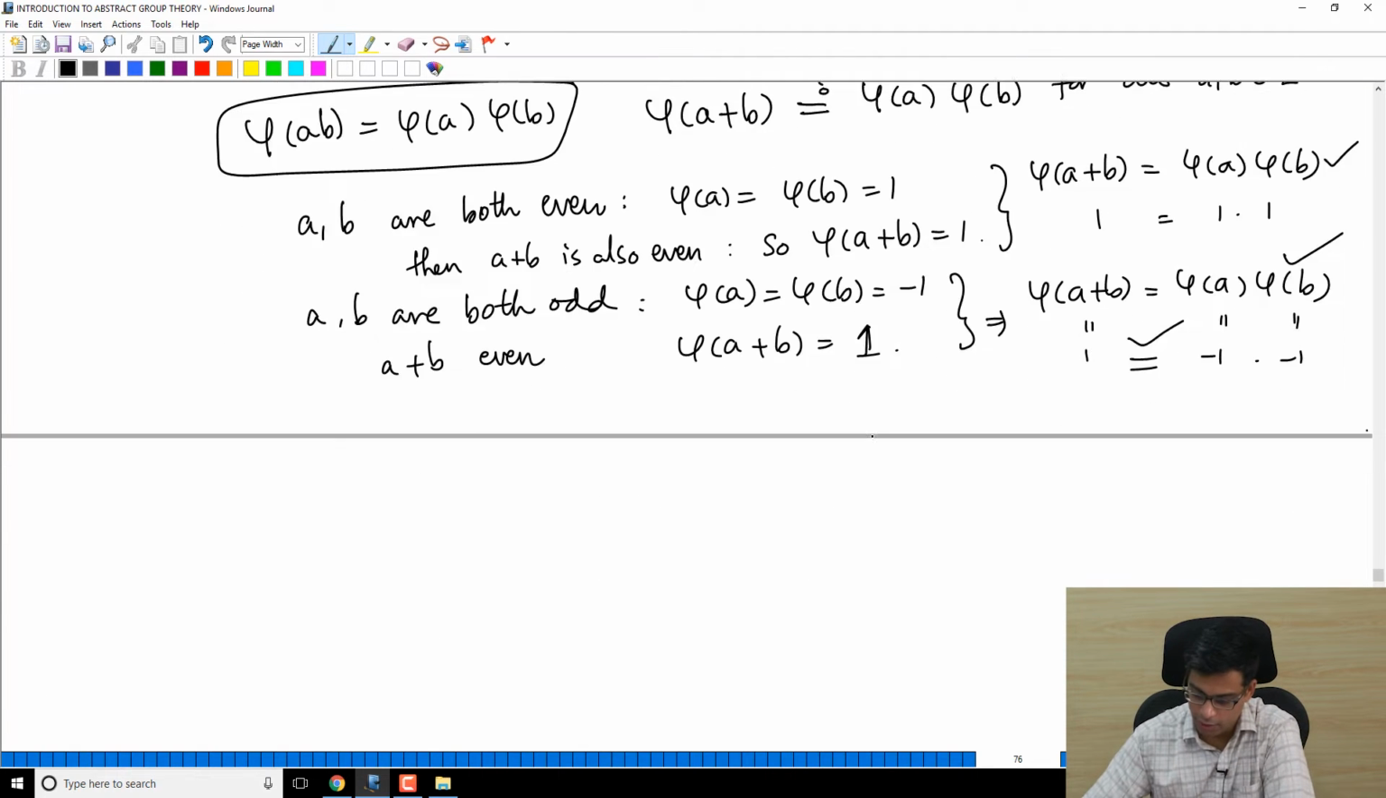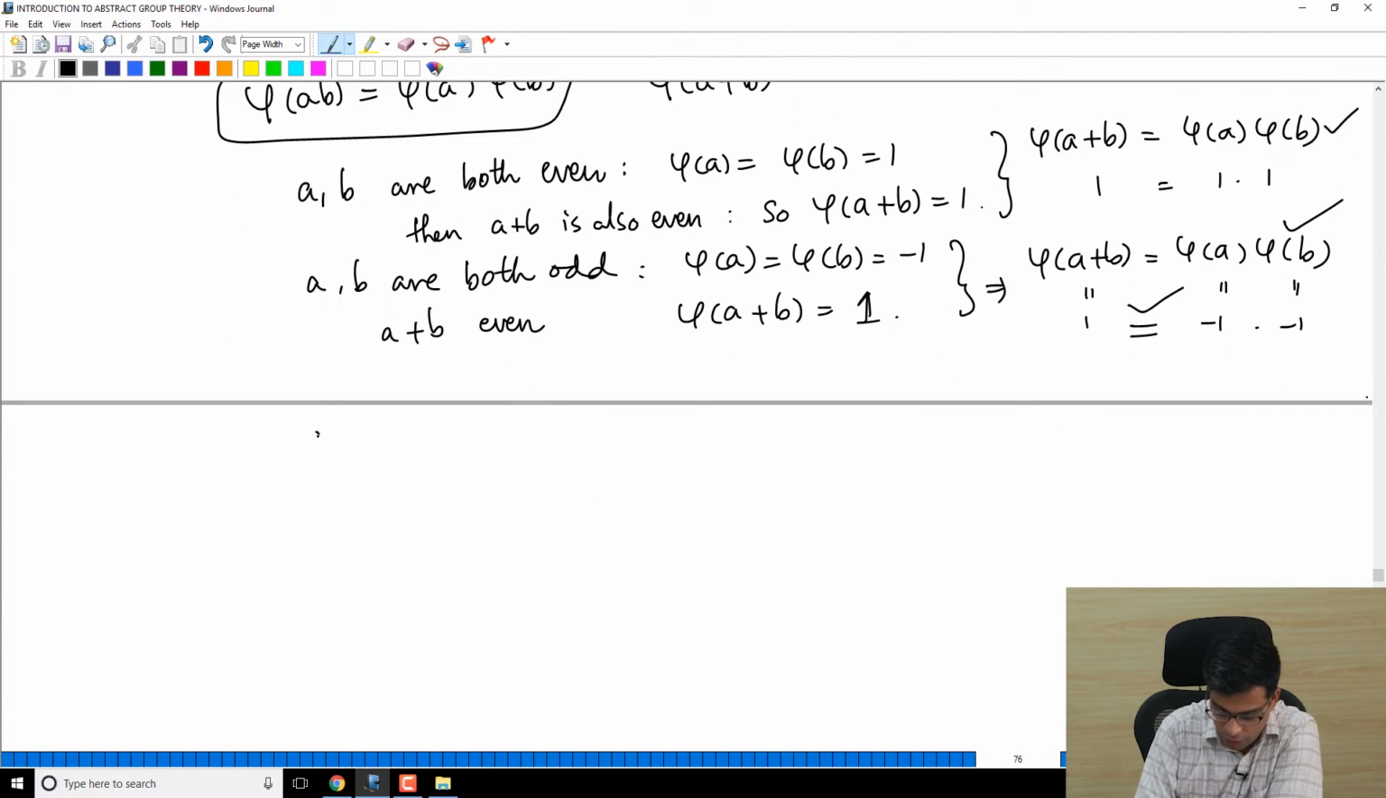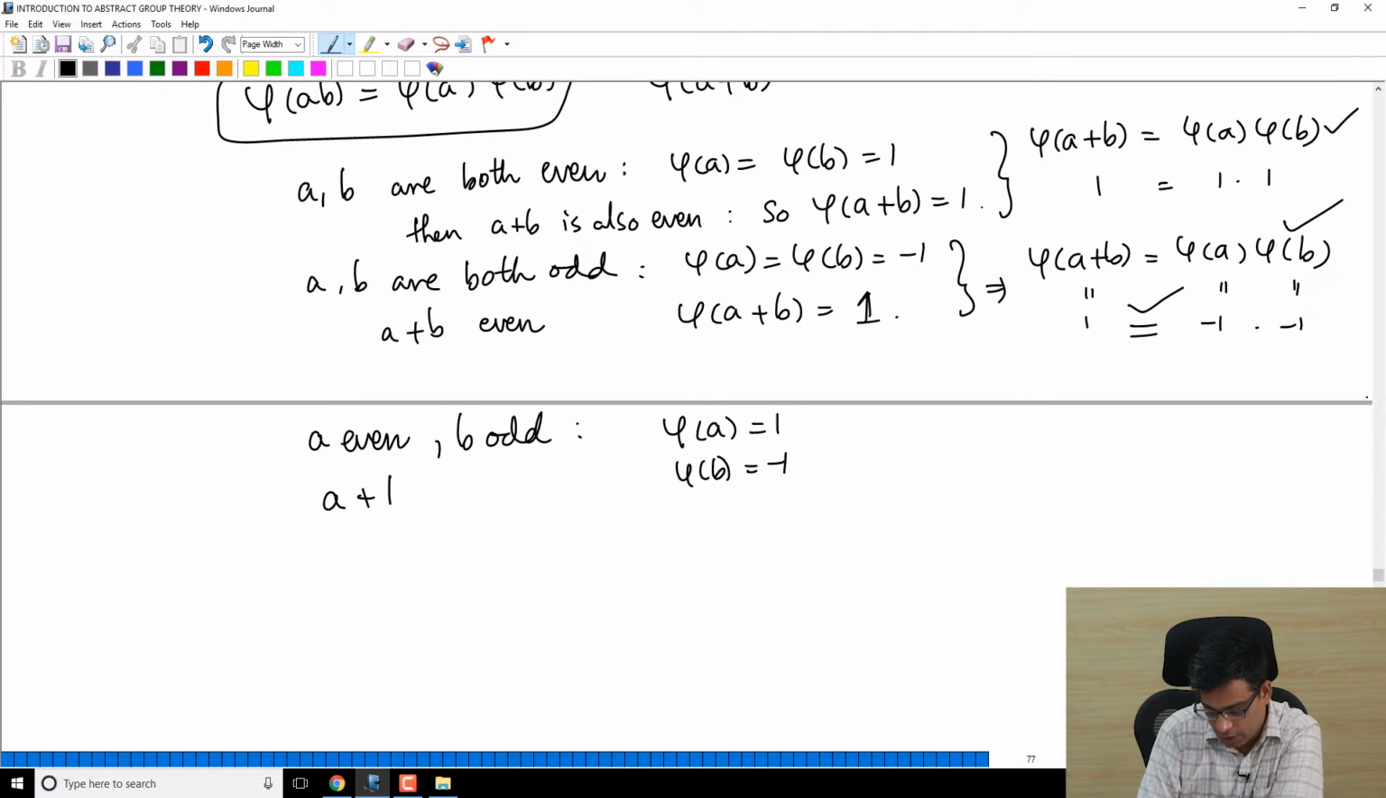Now let's check the other case. If A is even and B is odd, what happens? We have phi of A is 1, phi of B is minus 1. Because A is even and B is odd, A plus B is odd, right? A is a multiple of 2, B is not a multiple of 2.